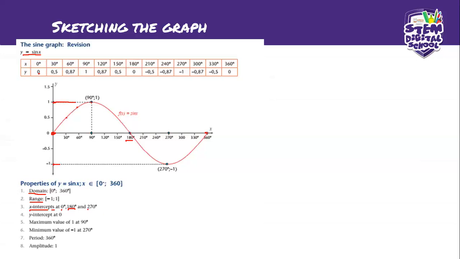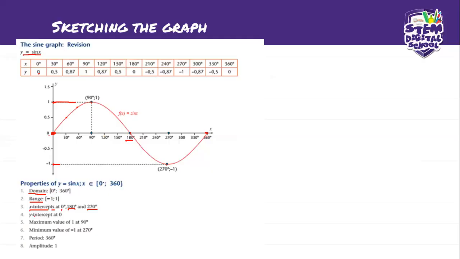But here there was a typing error. Actually, this 270 is not correct, because 270 is not an x-intercept. You can see at 270, it gives us -1 there. The point at 270 is -1, right? It's not an x-intercept, it's just a typing error. The correct answer is 360. So we have 3 x-intercepts, which are 0 degrees, 180, and 360, right?